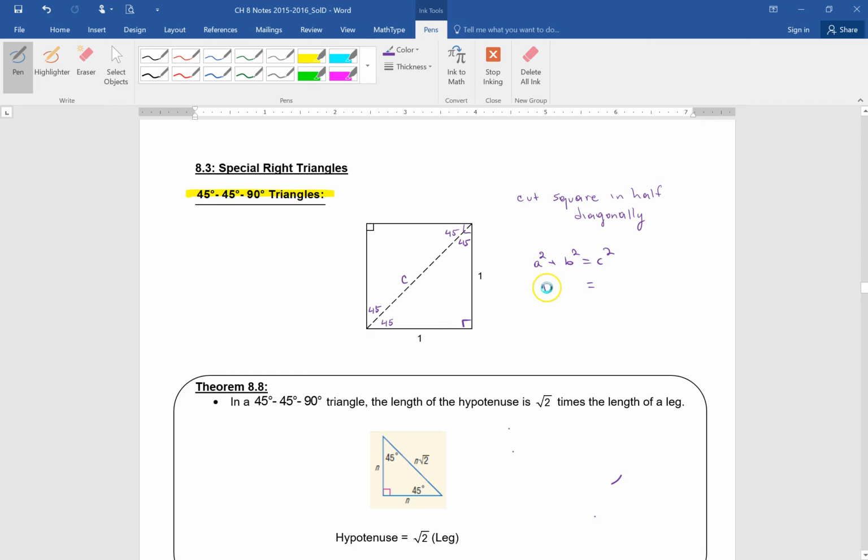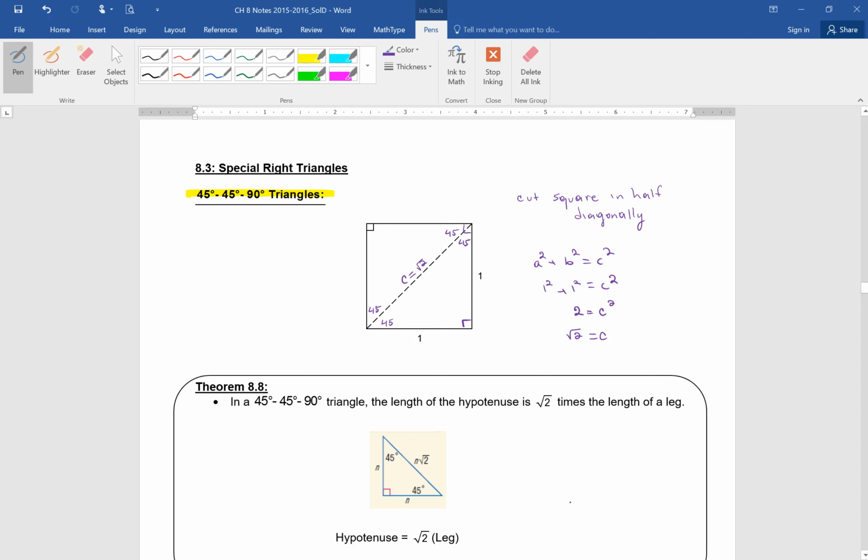So I have that 1 squared plus 1 squared is equal to c squared. Well, this is 2 equal to c squared. And when I take a square root of both sides, what does c equal? Square root of 2. So here c is equal to the square root of 2. Okay, that's fine. That was really the most simple case because the sides were equal to 1.